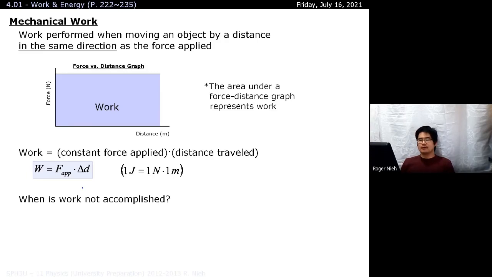Now that we have our official formula, there are small catches to this formula, because there are cases when work is not accomplished. If you look at the formula, in order for you to have a numerical value for work, either of these two values cannot be 0. So for example, let's say that I decide to press against this wall. I push as hard as I can with all my might. If the wall does not budge, am I doing work? If you look at the math, because I'm not moving, then by definition work is not accomplished. So if there's no distance traveled, I'm not doing any work.